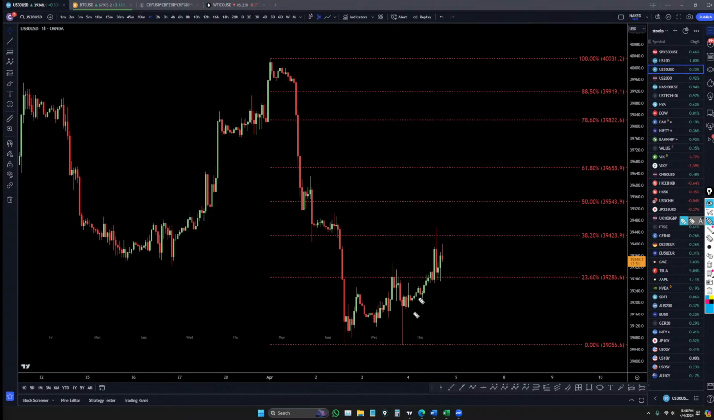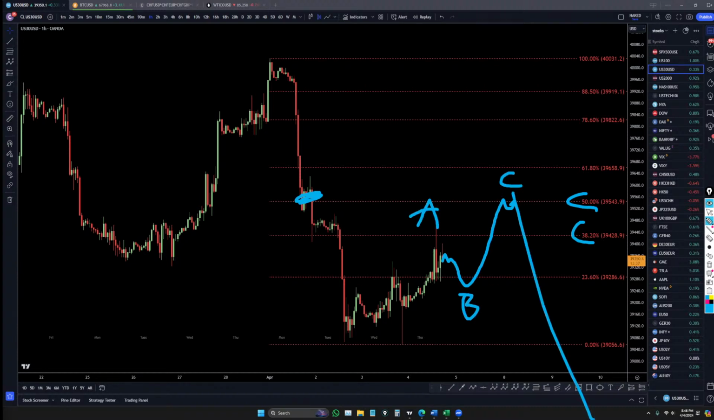Probably not. This is probably not it right here. I don't think it's over. I think it's more likely to go up to a higher fib level. Maybe this area right here will be the spot because that's a 50% fib, some sort of an ABC, and then short for the bigger wave C. ABC or B, and then down for the bigger wave C.